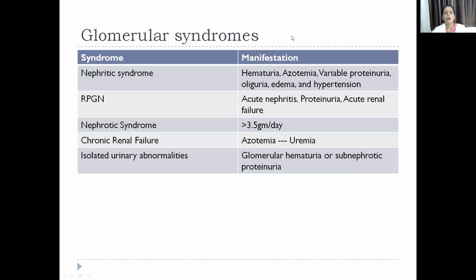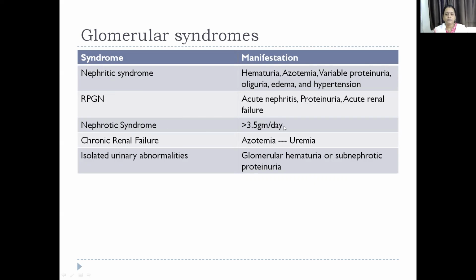So now coming to the glomerular syndromes. The nephritic syndrome, I told you: hematuria, azotemia, variable proteinuria, usually in the nephritic range, that is less than 3.5 grams per 24 hours. Oliguria, less than 400 ml per 24 hours. Edema and hypertension. Rapidly progressive glomerulonephritis, acute nephritis, acute renal failure occurring within hours to days. Nephrotic syndrome, more than 3.5 grams per day.